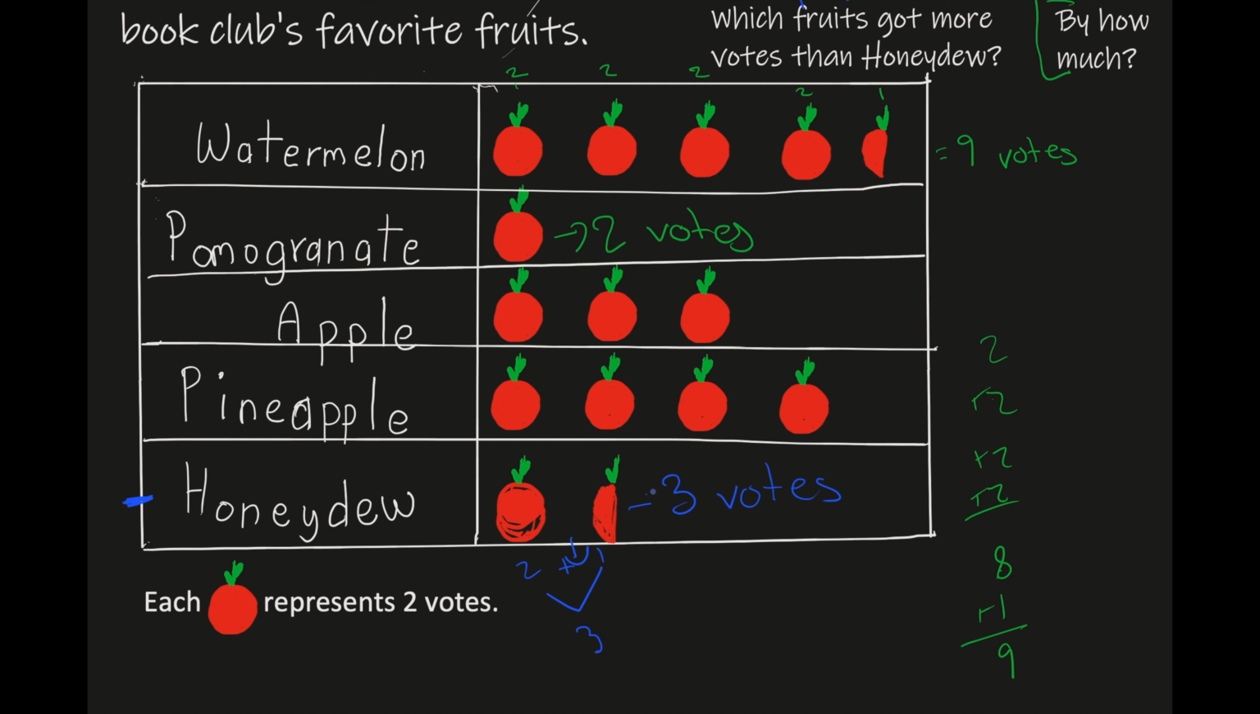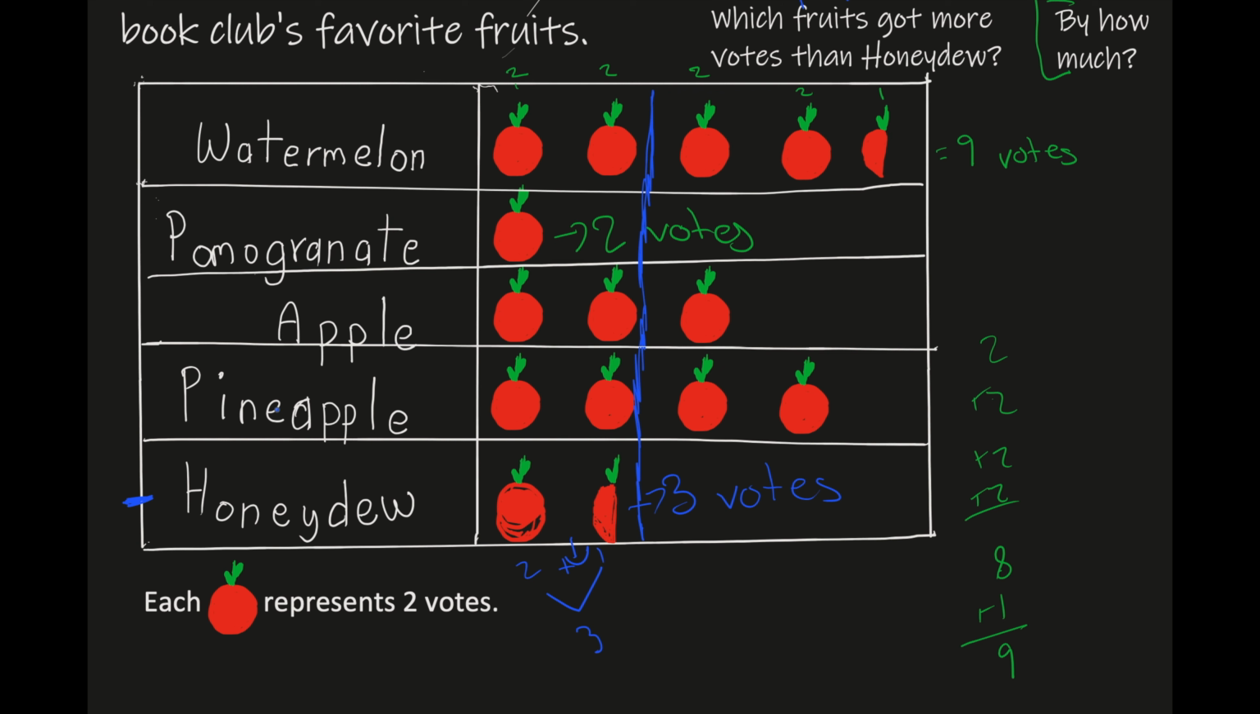So in order to find which ones got more votes, which one goes farther? So this one ends right here. So I'm just gonna draw a line. Okay, it might not be the best of lines, but there you go. There, that's a line. Whichever ones go farther have got more votes than honeydew.